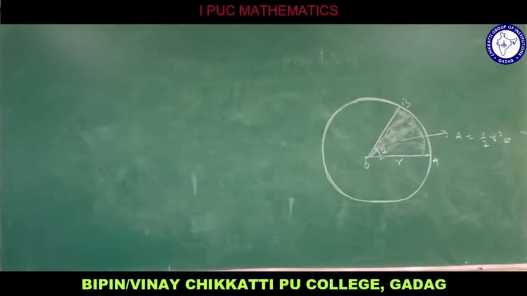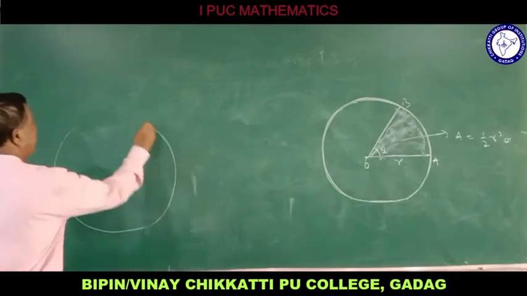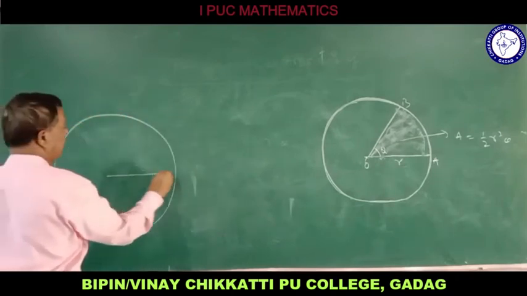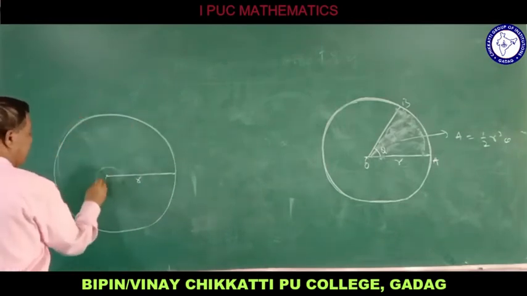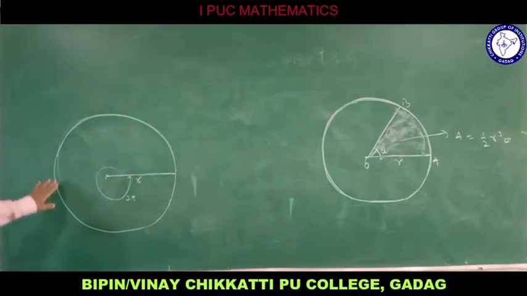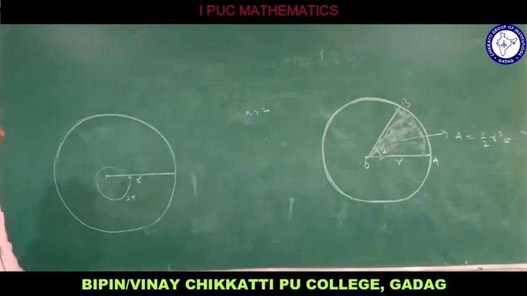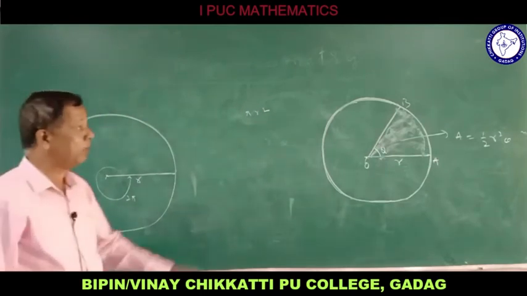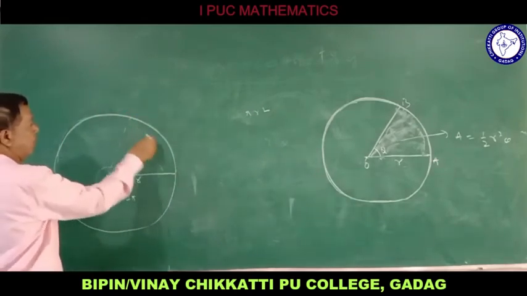Basically, we know that in a circle of radius r, suppose this total angle is 2 pi radians. The area of the circle is pi r square. But we want to discuss only the area of this sector, not the full circle, only this part.